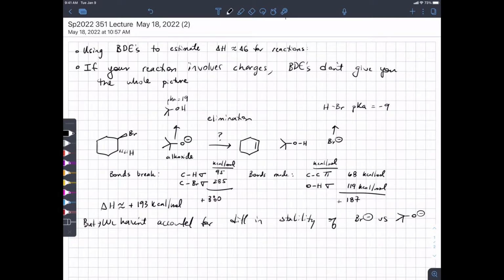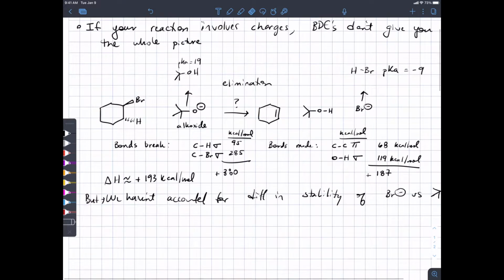Remember, they deal with the situation where you break the bond and each partner gets an electron, not the situation where you break a bond and one partner gets the electrons and the other partner gets a positive charge. And so bond dissociation enthalpies are not going to account for differences in stability of charges on one side of the equation versus the other.